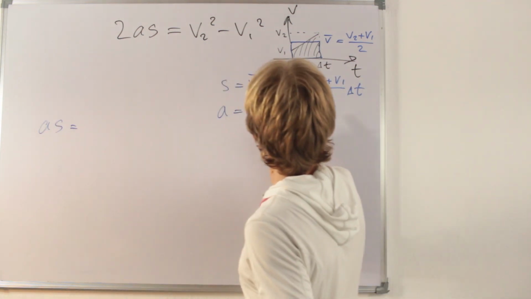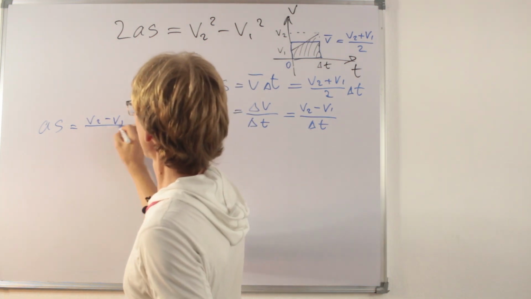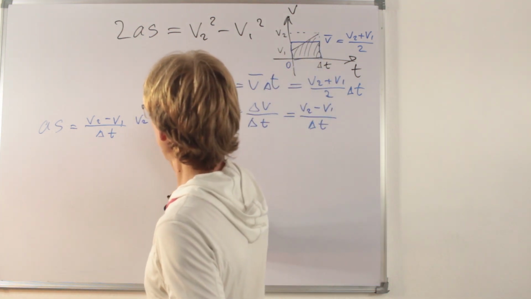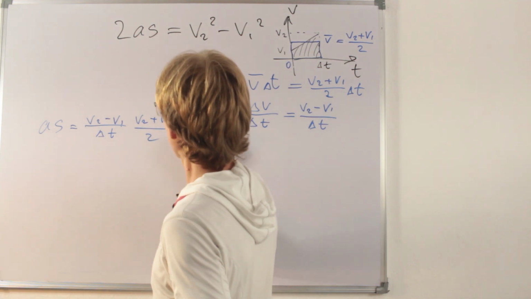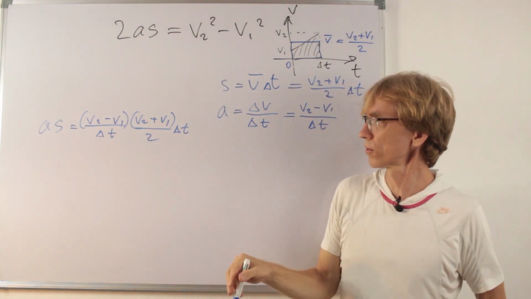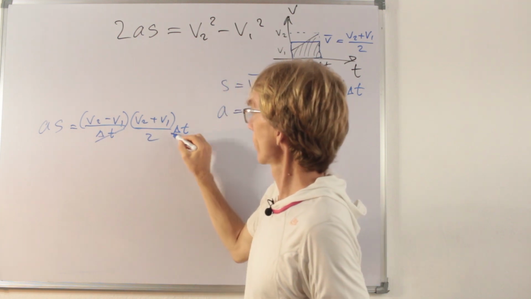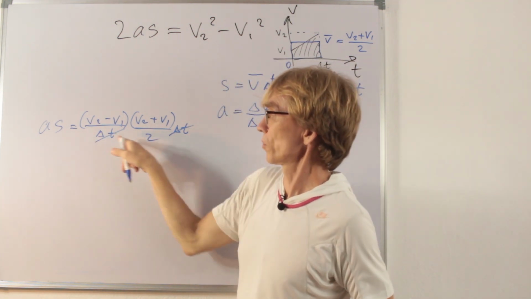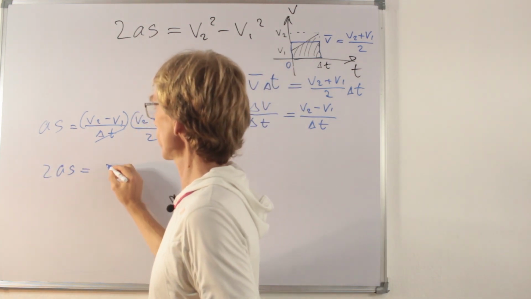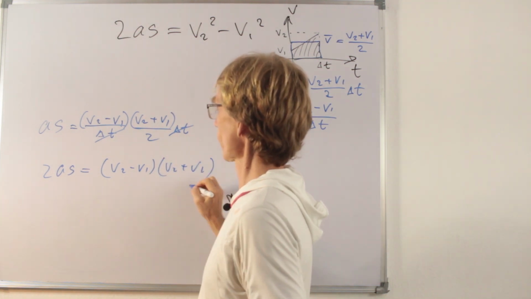as equals v2 minus v1 over delta t, and here v2 plus v1 over 2 delta t. Let's put this in brackets so that I'm not confused. We can see immediately that delta t cancels here, and we can multiply by 2 left and right. 2as equals v2 minus v1, times v2 plus v1.